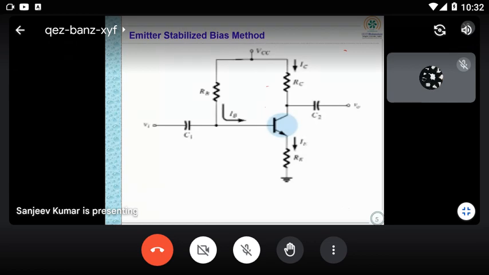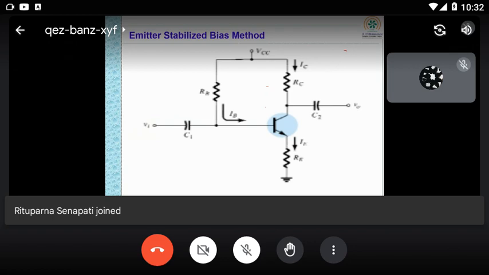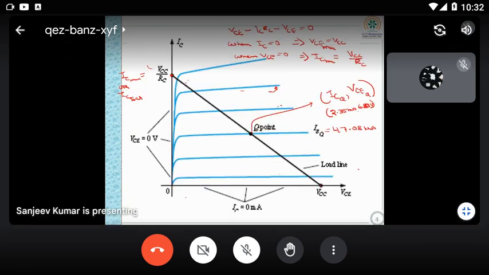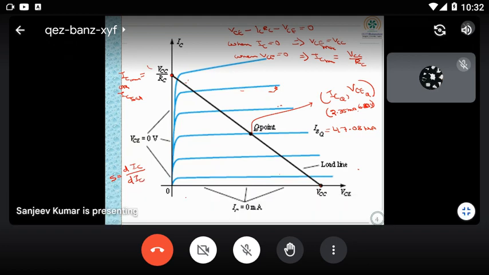Now we are coming to our next method, the emitter stabilized bias method. If you have seen the drawback in the previous circuit, the stability is a little bit poor, because stability we'll see later on. As I already told, the change in output current is due to the change in leakage current. Different empirical models are used, and they have seen that the stability is less.